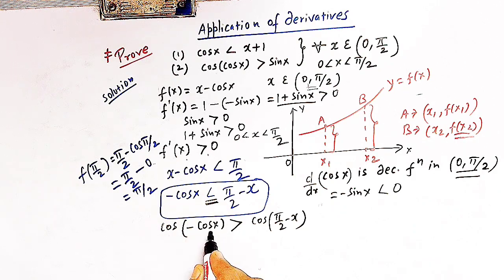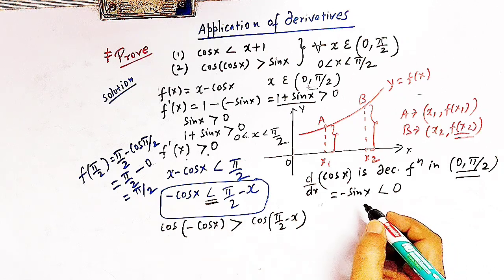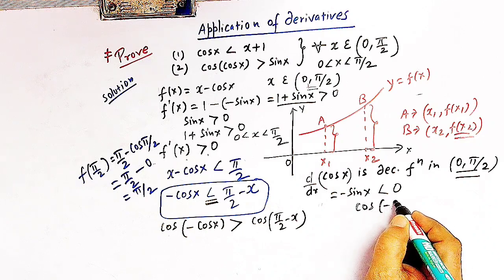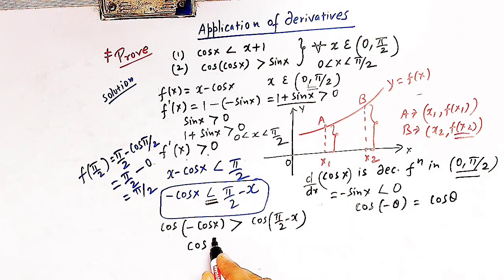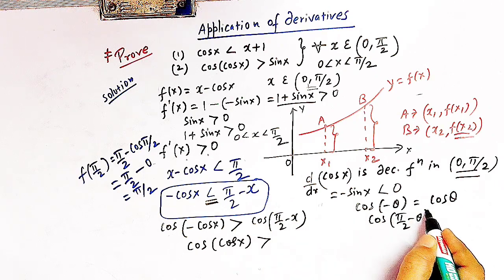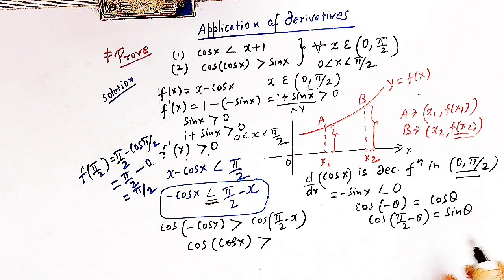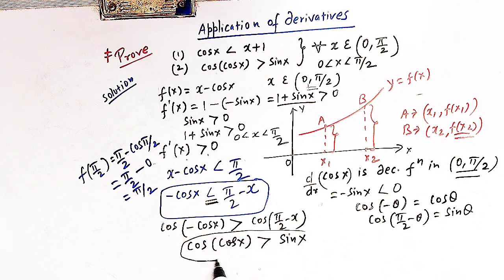So here we have cos of minus cos of x. So here we can make use of an identity from trigonometry, that is cos of minus theta is equal to cos of theta. So here we have simply cos of x, and here cos 90 minus theta, that is cos of pi by 2 minus theta, is equal to sine theta. So here we can write sine x. So cos of x is greater than sine x in this interval. So this is how we can prove this second inequality.